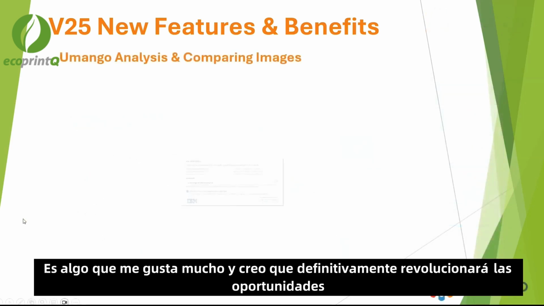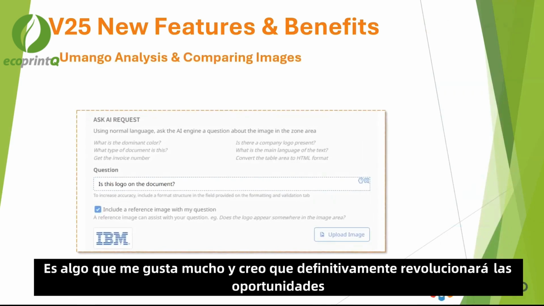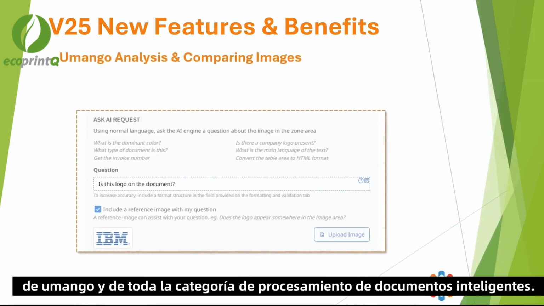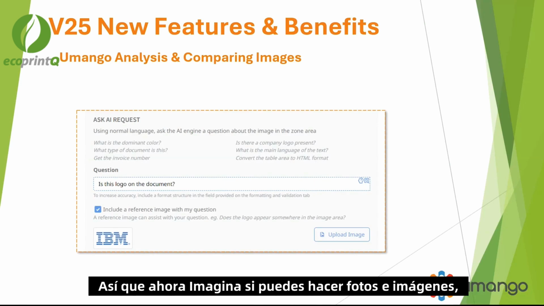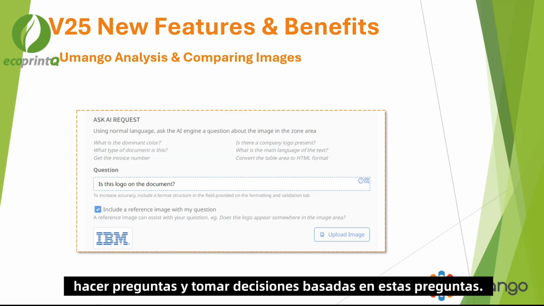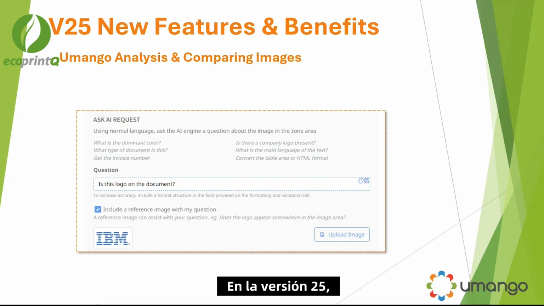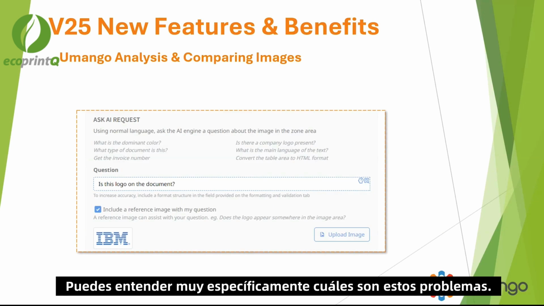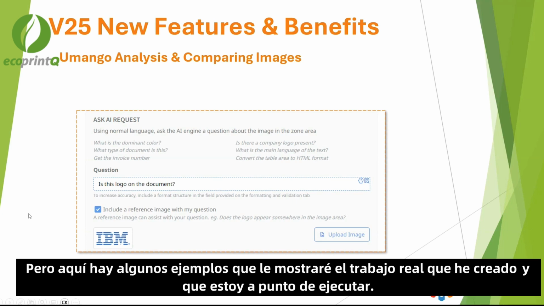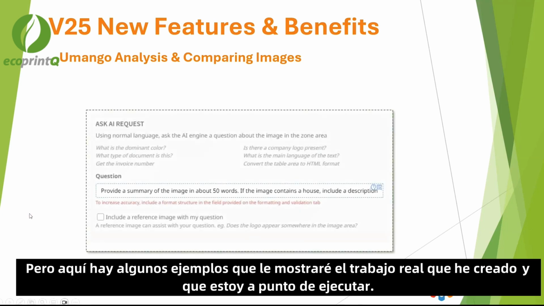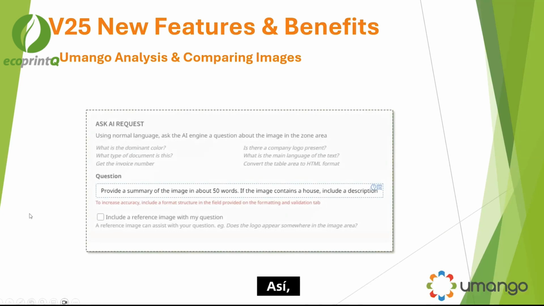Here's something I absolutely love, and I think it's absolutely going to revolutionize the opportunities with Umango and this whole intelligent document processing category. So now imagine if you could interrogate photos and images and ask questions and make decisions based on those. Well, in version 25, you can do just that. And you can get very specific with what these questions are. Here are some examples, and I'll show you an actual job that I've created and we'll run in a moment.